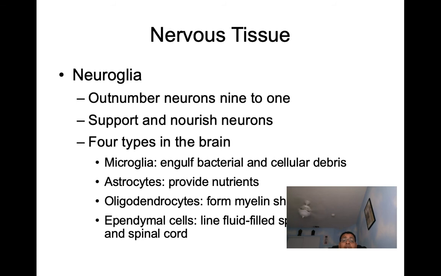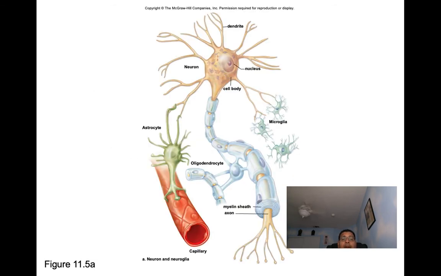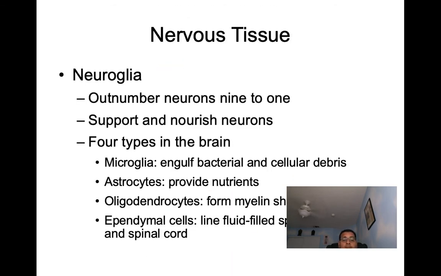Number two, we have our astrocytes. They're going to provide nutrients to our neurons. And then number three, we have our oligodendrocytes. Oligodendrocytes are able to produce myelin for multiple axons. Next, we have our ependymal cells. Our ependymal cells line the fluid-filled spaces in the brain and the spinal cord.